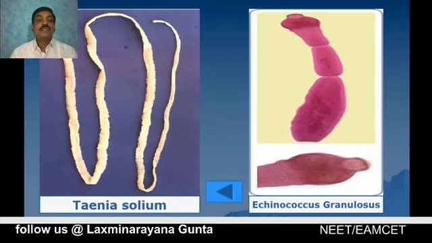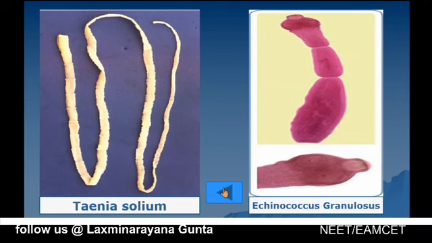And the examples include Taenia solium, called the pork tapeworm. Taenia saginata is called the beef tapeworm. Echinococcus granulosus is also called the dog tapeworm. These are the examples of Cestoda.